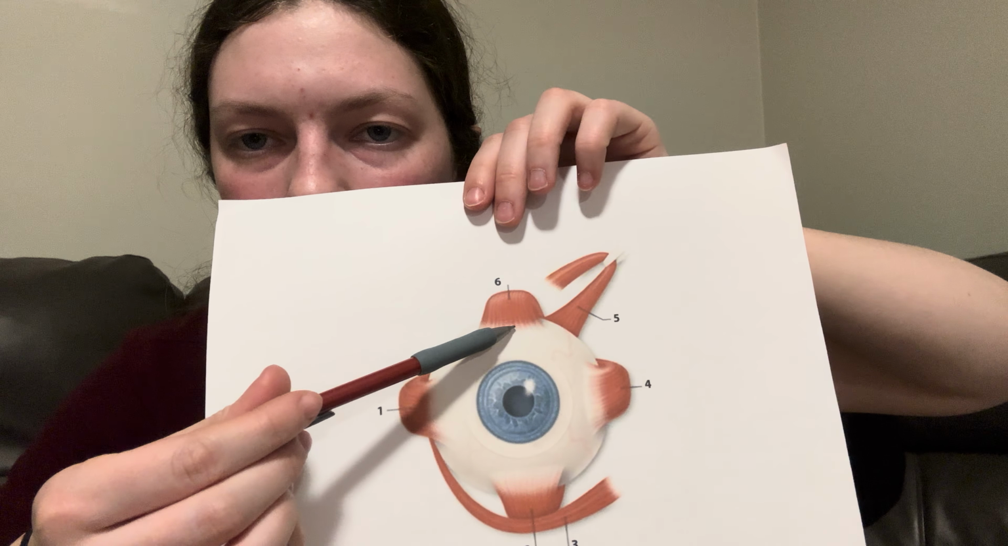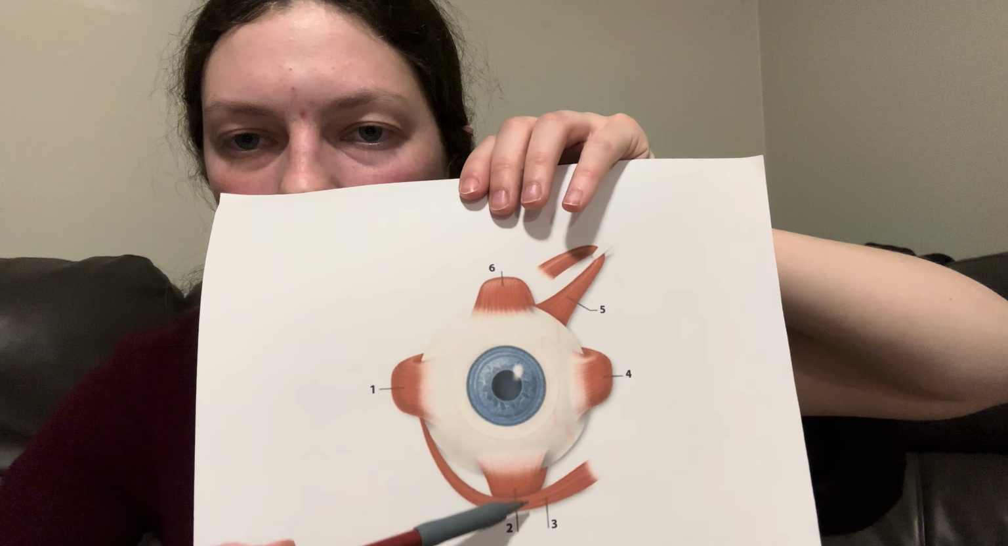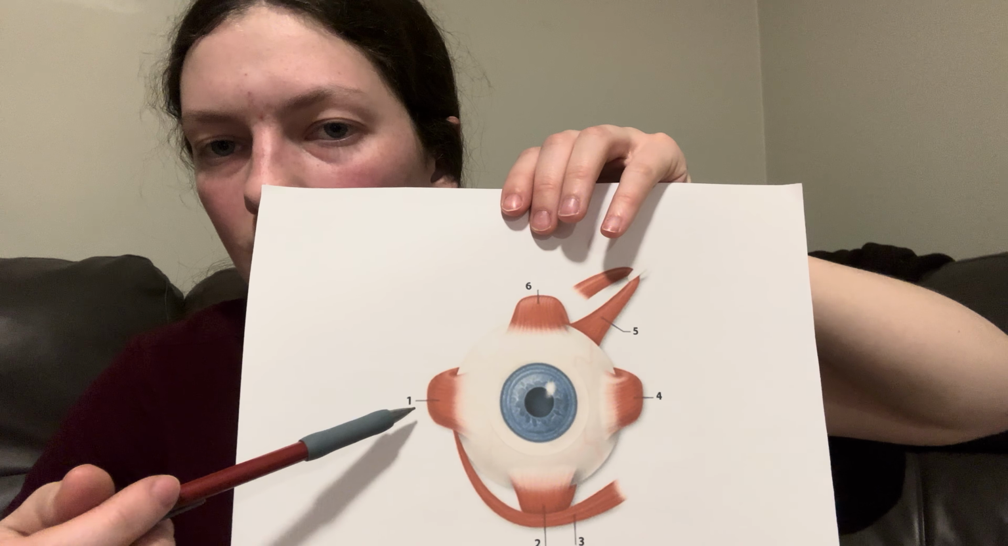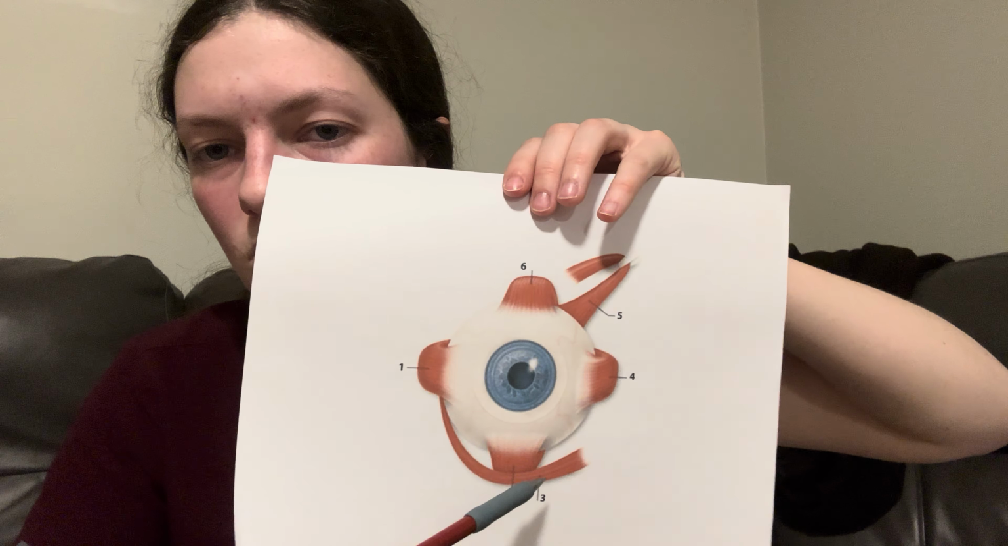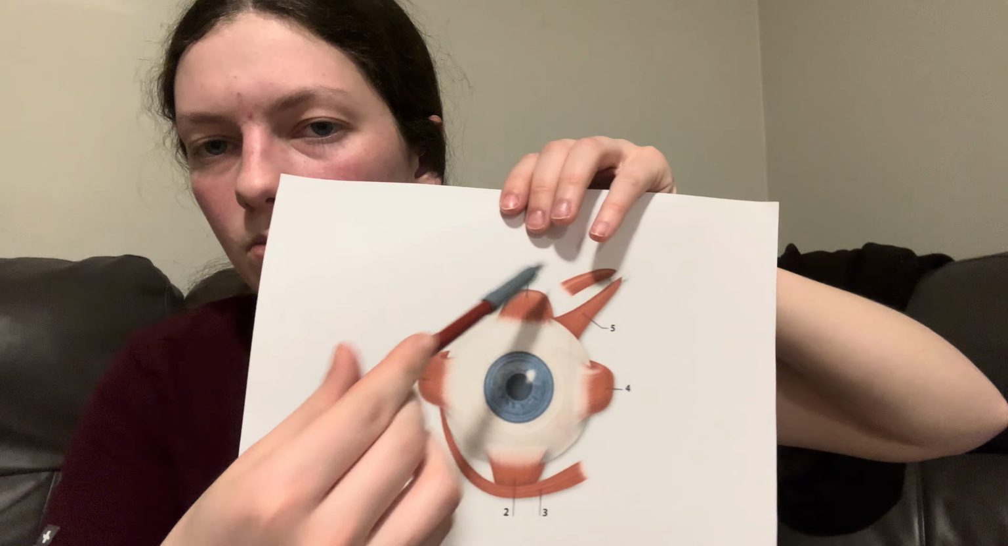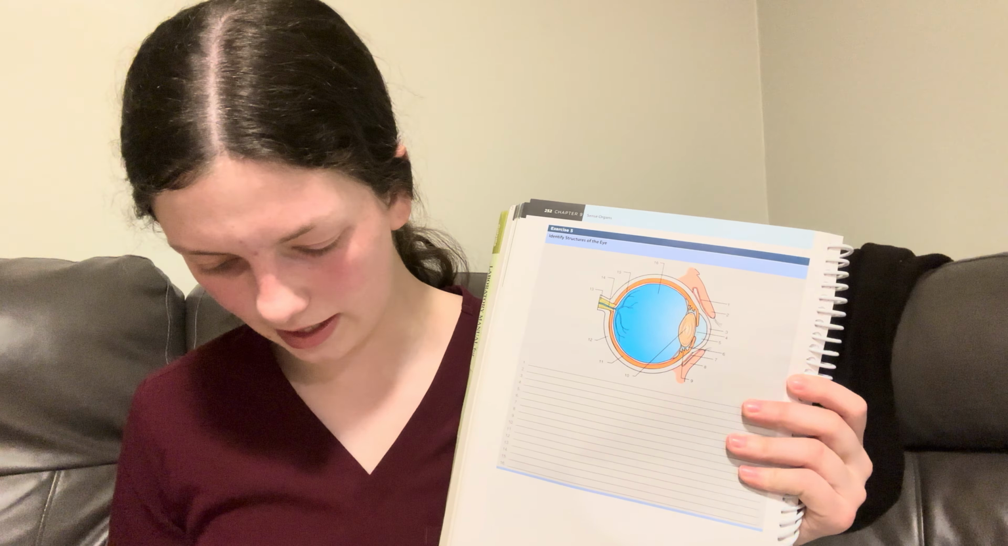And then moving on to the eye muscles, so I'm going to use this one. So that would be the dorsal rectus, the ventral rectus, the medial rectus, and the lateral rectus. And then the ventral oblique and the dorsal oblique. And then I'm going to go back to this diagram.